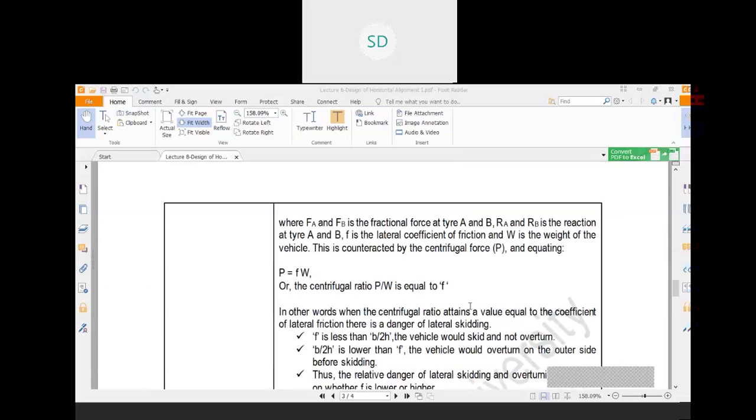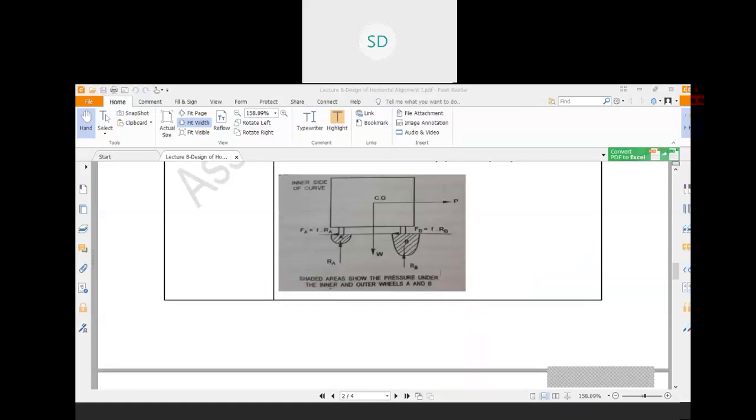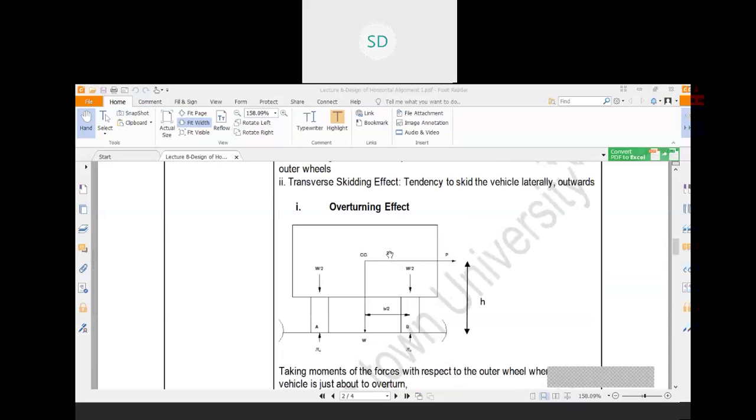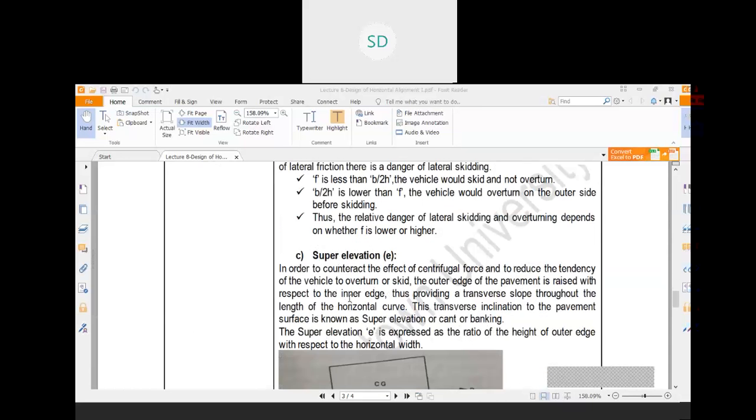Now the transverse skidding effect will happen when your centrifugal ratio is equivalent to the coefficient of friction. Now, to counteract this overturning effect and transverse skidding effect, super elevation is provided.